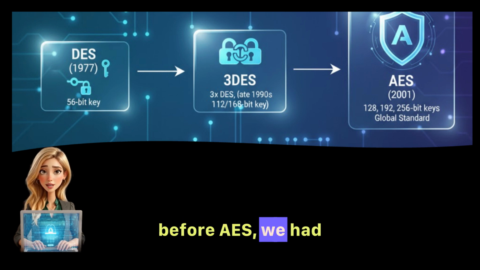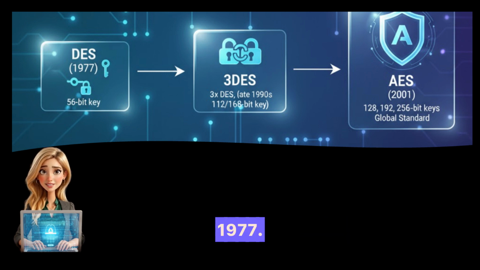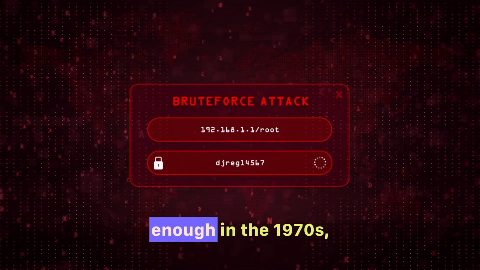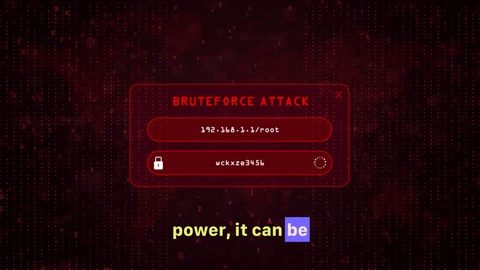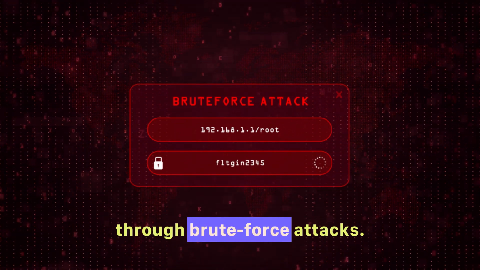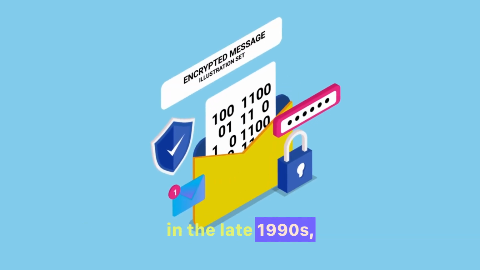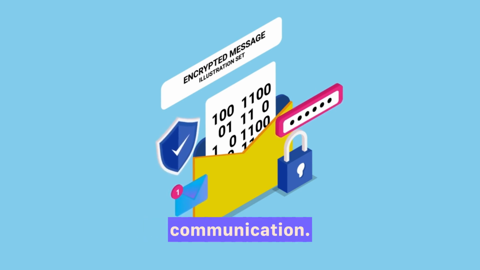Before AES, we had DES, the Data Encryption Standard, introduced back in 1977. It used a 56-bit key, which was strong enough in the 1970s, but with today's computing power, it can be cracked in just hours through brute force attacks. Researchers even demonstrated this in the late 1990s, proving that DES could no longer guarantee secure communication.